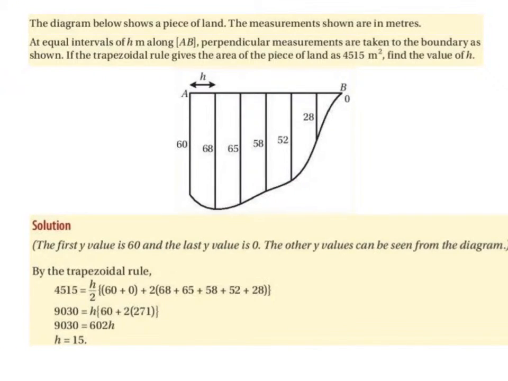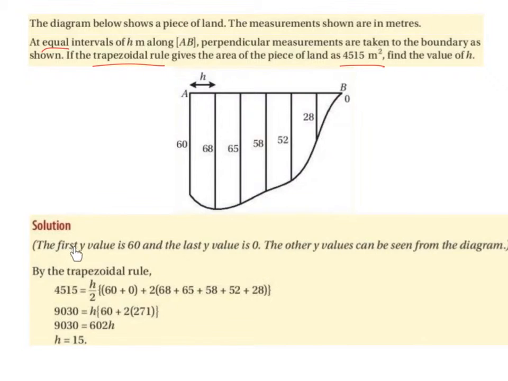At equal intervals of h, so equal distance apart, along AB, this is AB, perpendicular measurements are taken to the boundary as shown. So here are our perpendicular measurements. If the trapezoidal rule gives the area of the piece of land as 4,515 meters squared, find the value of h. So we need to find what the distance is between.